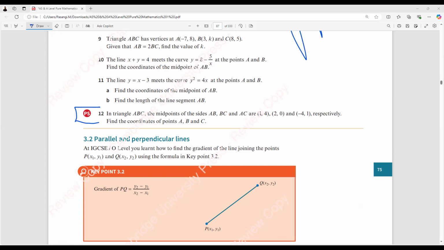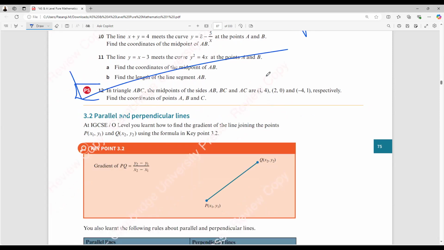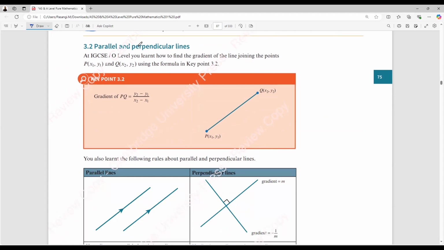Okay, teacher. Done. Okay, no questions, right? You were able to identify. Now the next part is parallel and perpendicular lines.